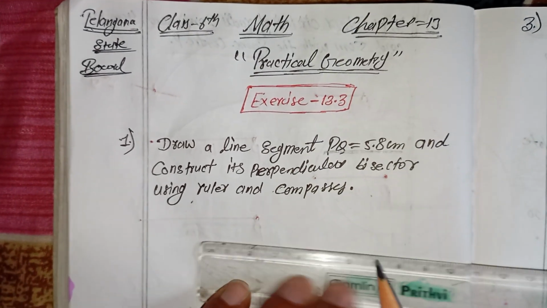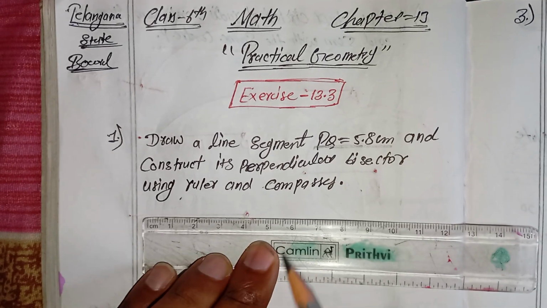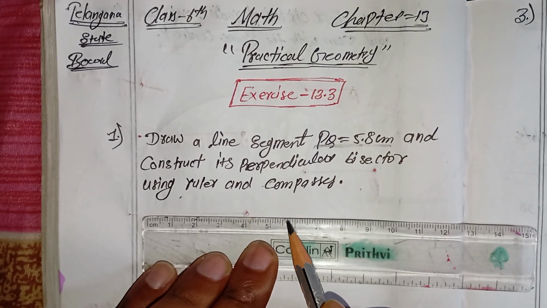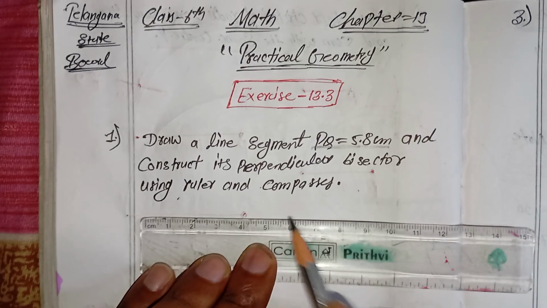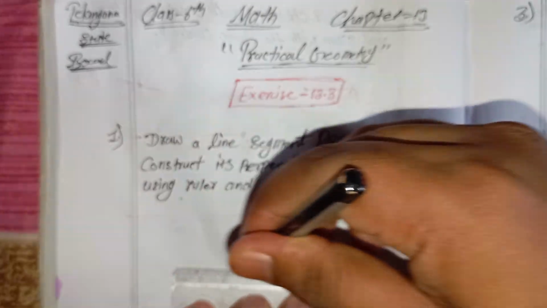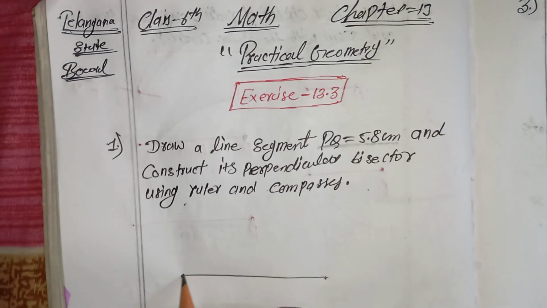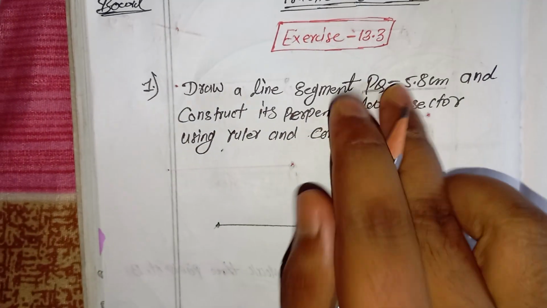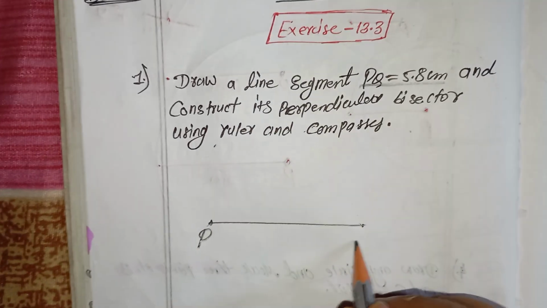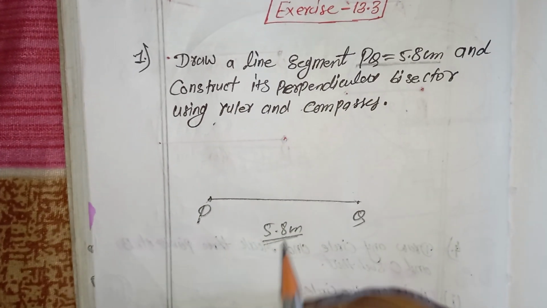So the scale is here. In this scale, this is 5 centimeters. Where it is 8 here, if you count, this is 5.5, 5.6, 5.7, 5.8. So now let's draw this. I am drawing the line from here to here. Now this is 5.8. This is a line, that is P and Q. This is P, this is Q. The distance is 5.8 centimeters.